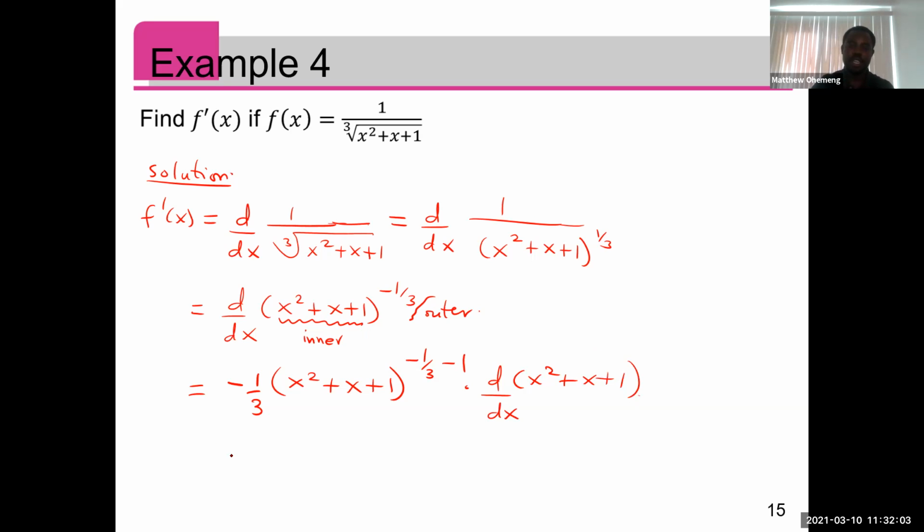Right? And then when you are here, you're going to get negative 1 over 3 times x squared plus x plus 1. The negative 1 over 3 minus 1, that's just negative 4 over 3. And then what about this derivative? Well, for this one, we can employ the sum rule, right? So put everything in parentheses and differentiate them term by term. The derivative of x squared is 2x. The derivative of x is 1. The derivative of 1 is 0. So that's our final answer.